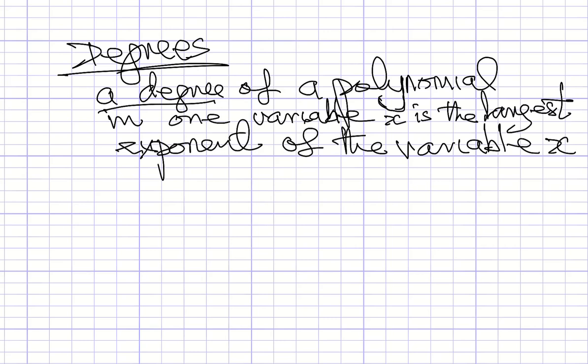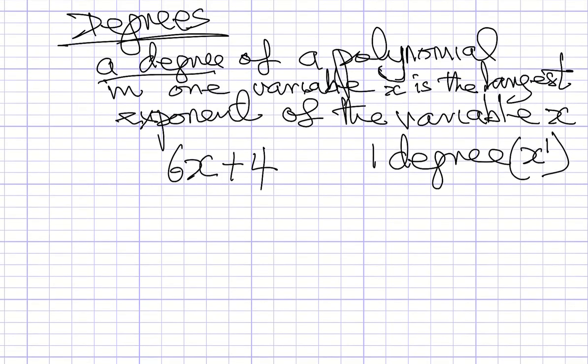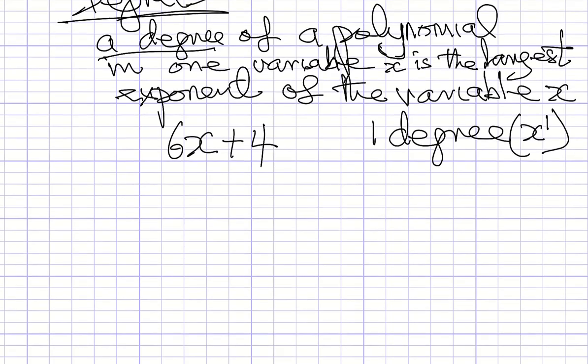Let me give you an example. 6x + 4 is a polynomial with 2 terms, but notice it's a polynomial of degree 1, because the highest degree there is 1. It's on x: the highest power is x raised to the power 1, but we don't usually write it. We omit that when the degree is 1.